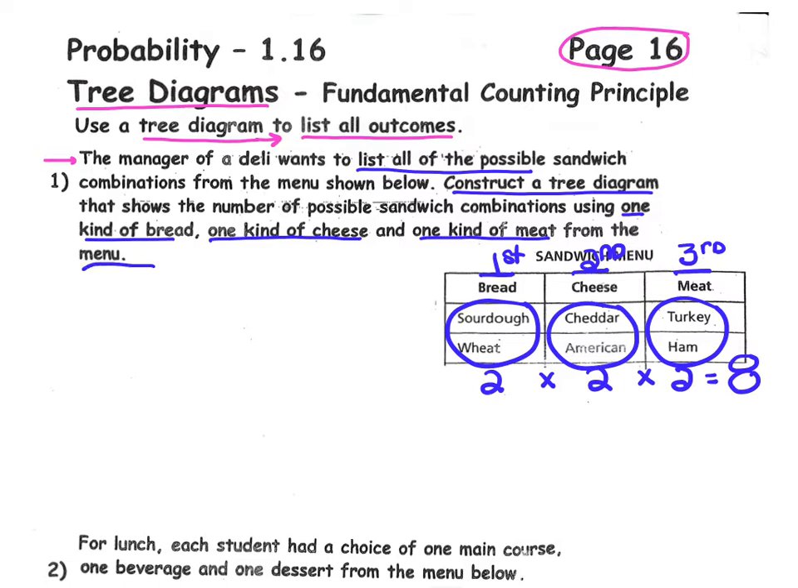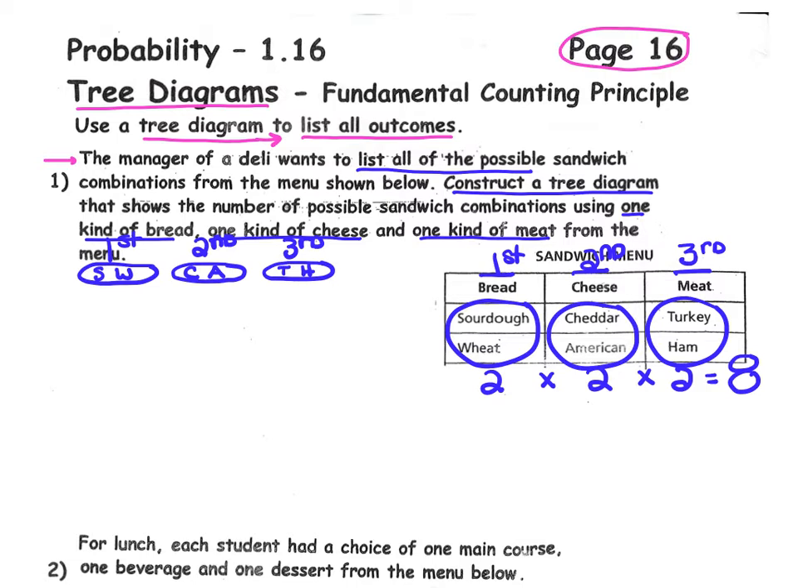Let's start with our pools again. And let's abbreviate. We have sourdough, we'll use an S, and wheat for our first pool. Then our second pool or decision or event is deciding what type of cheese. We have cheddar or American. And thirdly, do we want turkey or ham?